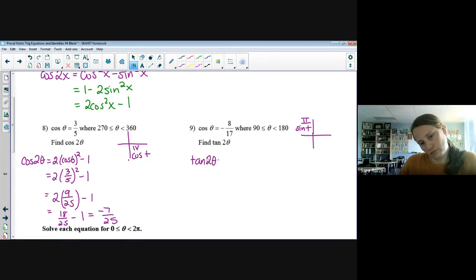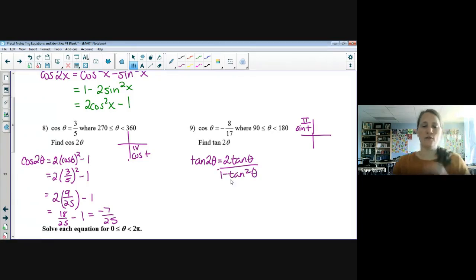So we're in quadrant 2. That's where sine is positive, so that's good to know. Tangent 2 theta, that formula from up above, I'm just going to rewrite it: 2 tangent theta over 1 minus tangent squared theta. Well, we need to know what tangent is so we can plug it in here.